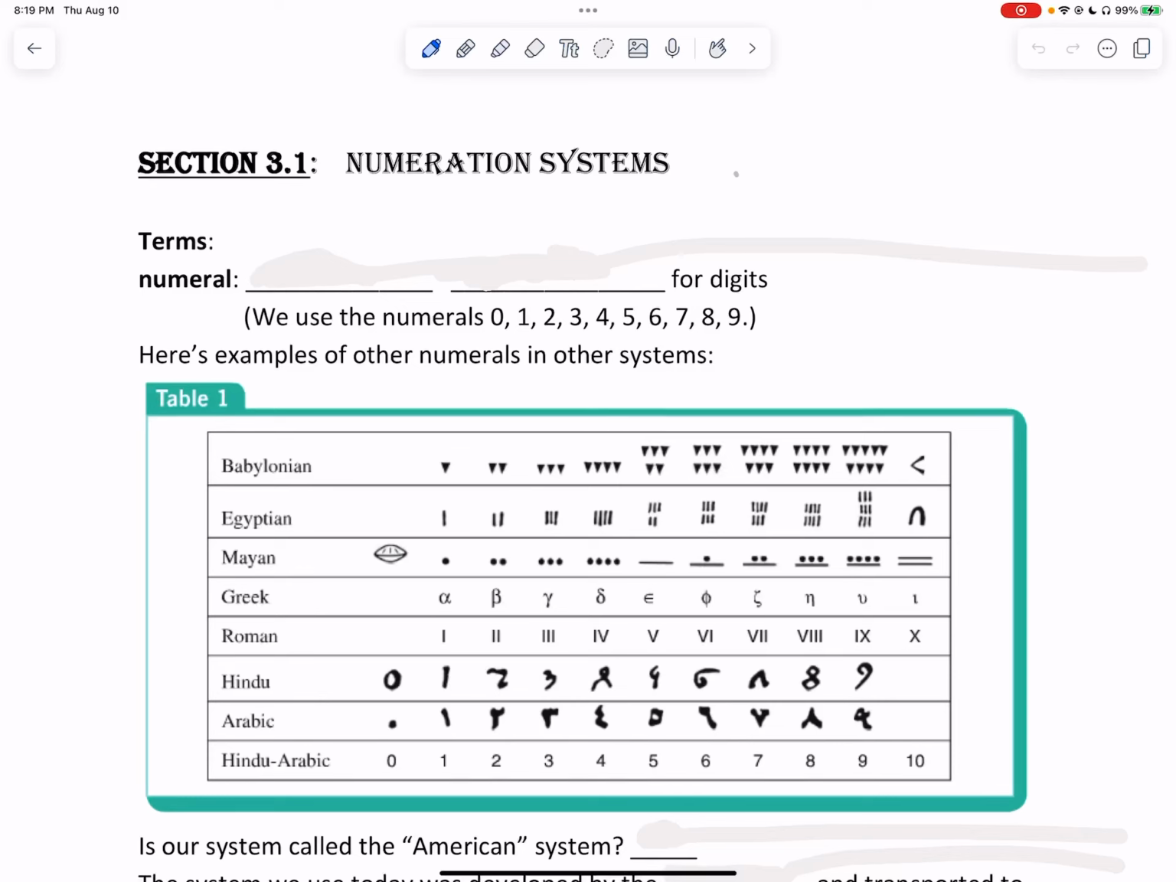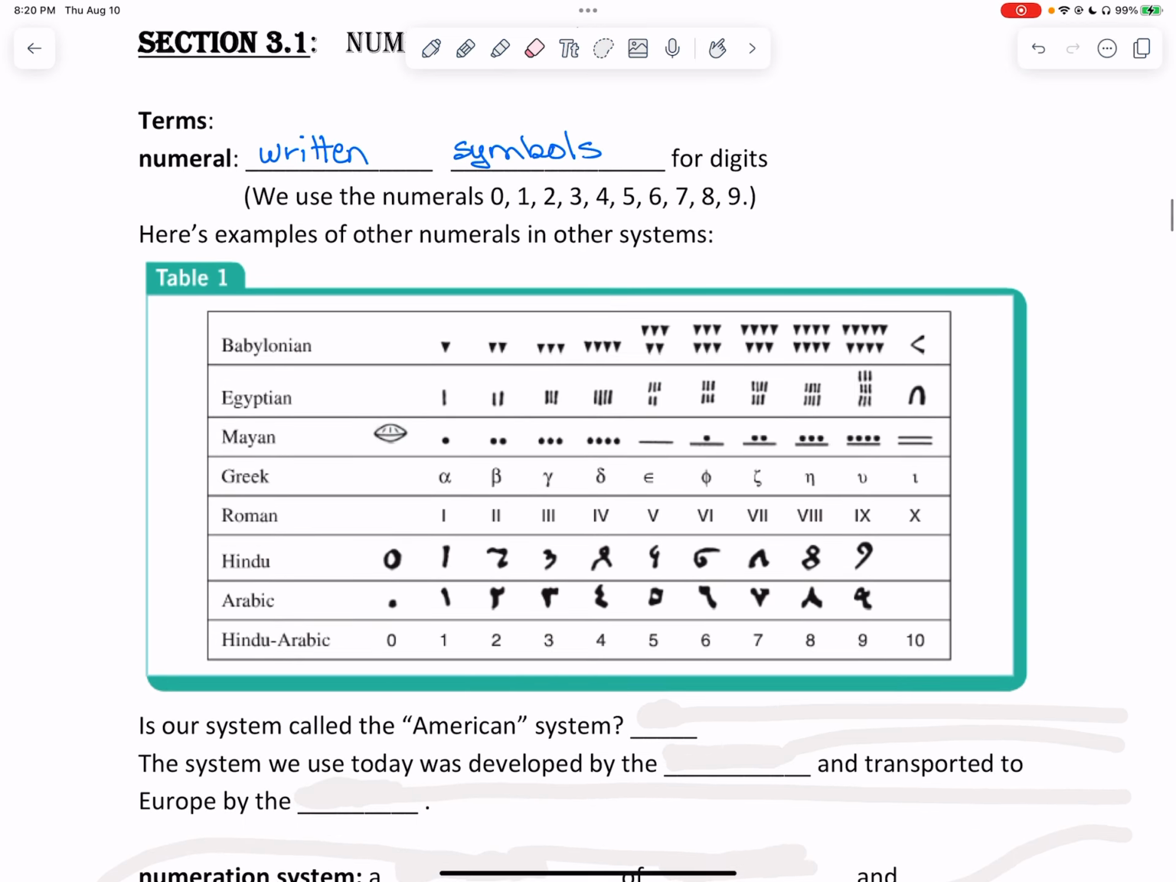In this section, section 3.1, we're going to be talking about number systems. In our number systems, we have numerals, and those numerals are actually symbols that are written for digits, just written symbols. So we use 0 through 9. Here are some other examples of number systems: the Babylonian, Egyptian, Mayan. You can look through and see the other number systems.